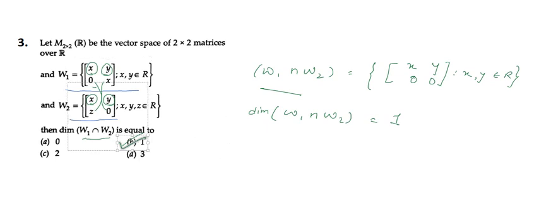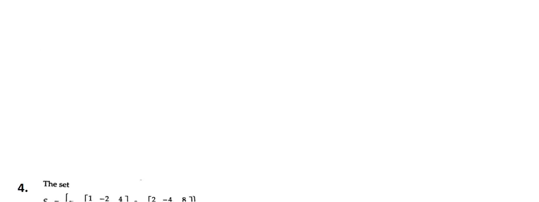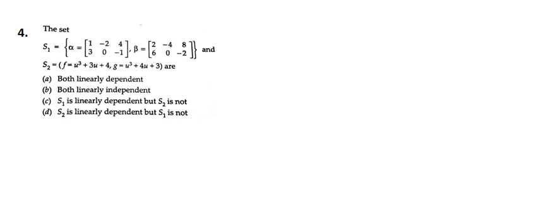So let's proceed to question number 4. So here is our question number 4. Okay, so we have been given two sets and we need to say about the linear independence or dependence of both the sets. So let's check set 1, which has alpha equal to (1, 3, -2; 0, 4, -1), and beta is a matrix that is (2, 6, -4; 0, 8, -2). And our second set is f equal to u cube plus 3u plus 4, and g is u cube plus 4u plus 3. So let's start solving this question.